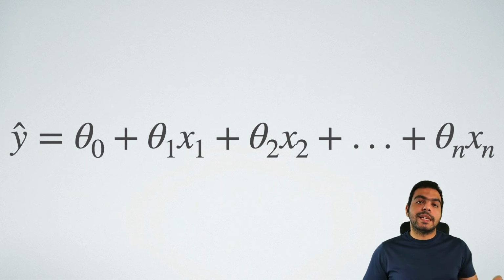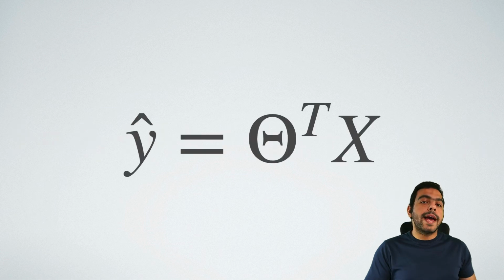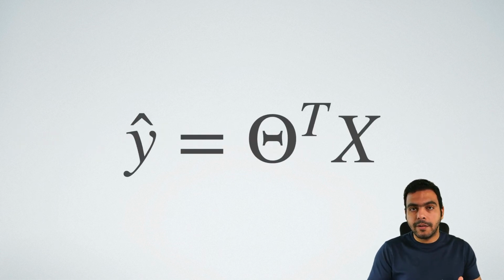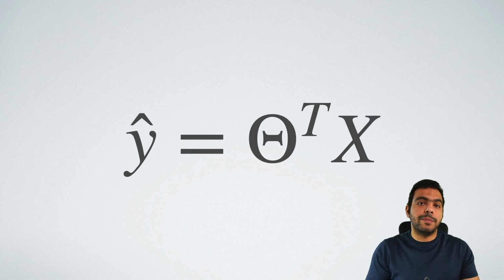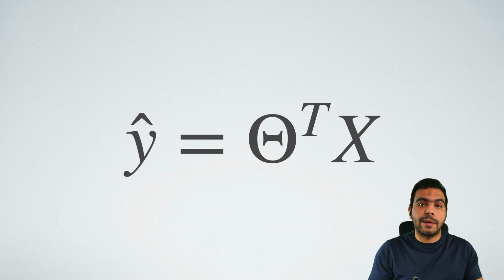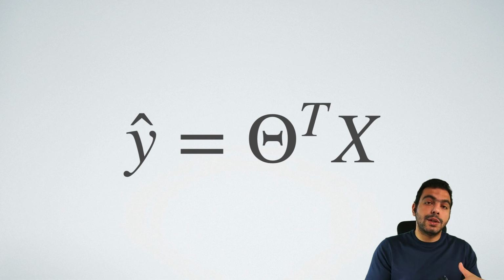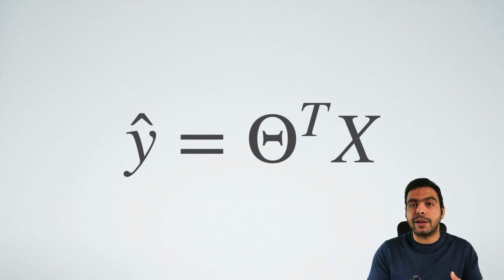You could also represent this in the vectorized form: y hat equals the transpose of my theta vector multiplied by the x matrix. If you're not familiar with this vectorized form, don't worry about it. It's just a different way to represent the same equation in a more compact way. I will say that unless you're developing your own implementation of the algorithm, you may not need to worry about a lot of this math.